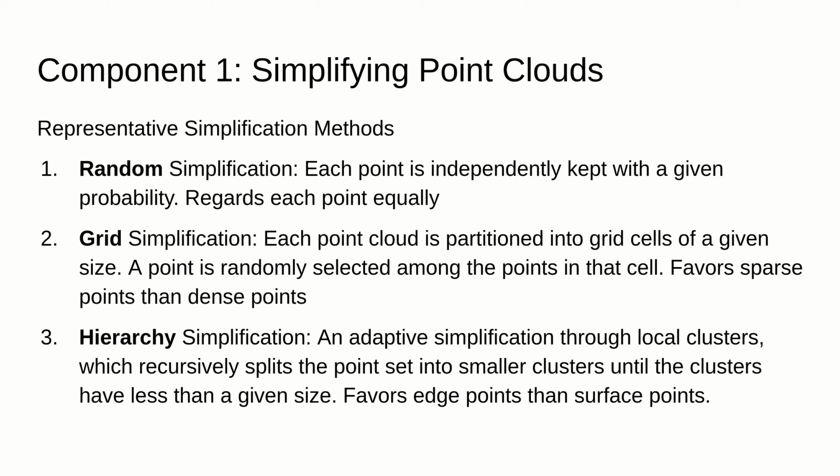The third one is hierarchy simplification. Hierarchy simplification provides an adaptive simplification of a point cloud through local clusters, which recursively splits the point sets into smaller clusters until the clusters have less than a given size. Hierarchy simplification favors edge points over surface points and thus generates sharp and vivid point clouds. We change the target cluster size to generate specified point clouds of different sizes.